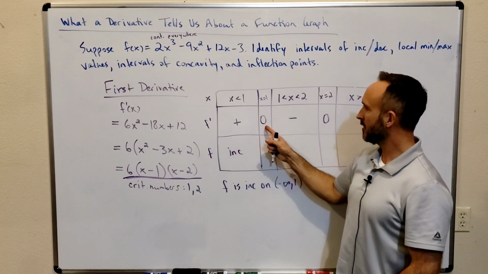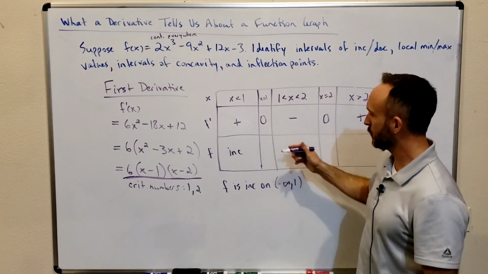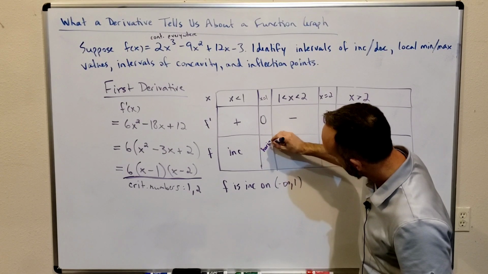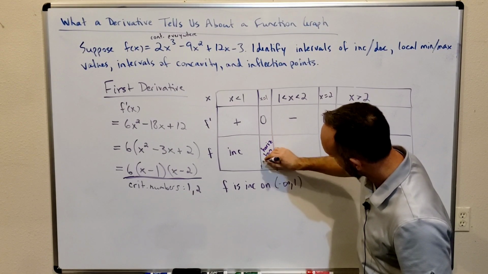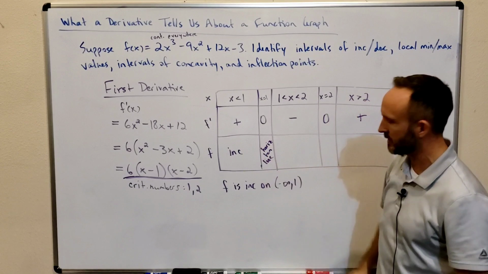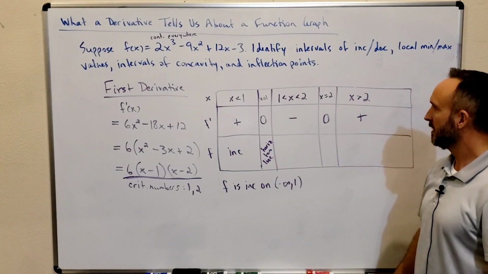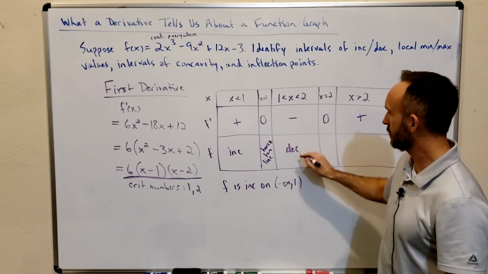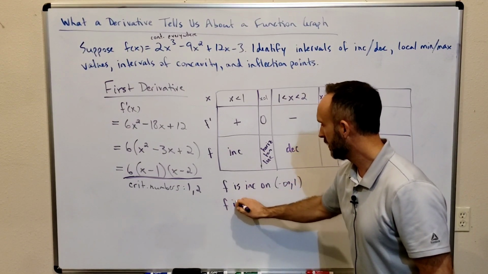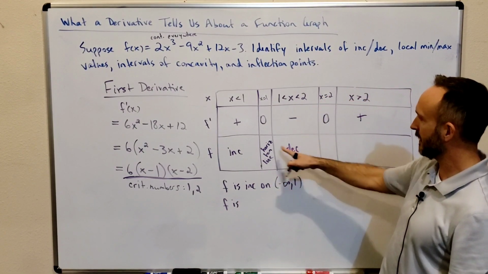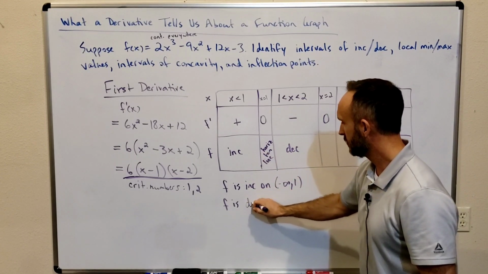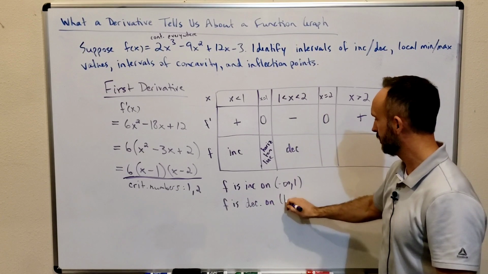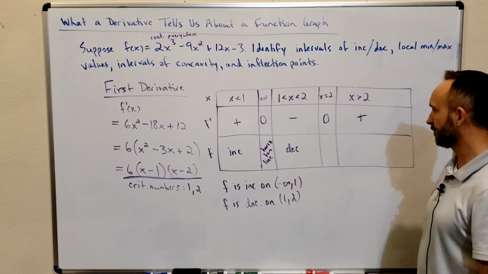Now, here f prime is 0. That means we have a horizontal tangent line. We're not increasing or decreasing there. All right? Then between 1 and 2, f prime is negative, so we're decreasing. So we can say, right, if f prime is negative, f is decreasing. So we can say f is decreasing on the interval between 1 and 2, like this.